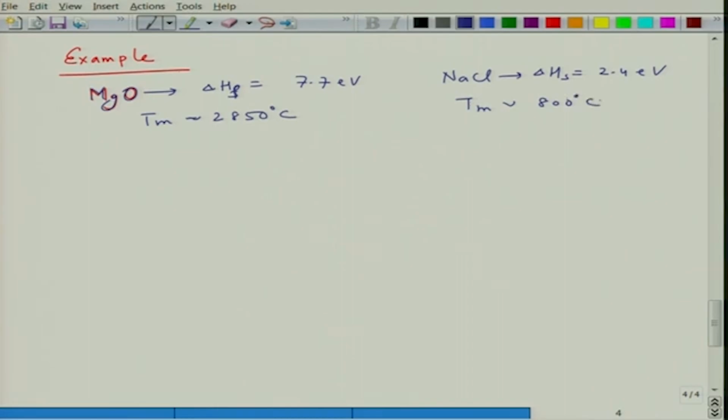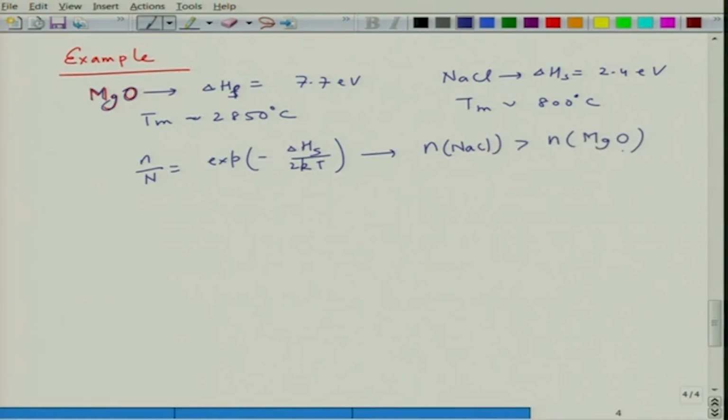Okay. Now, we saw that n by N is equal to exponential of minus delta H; in this case we can write delta Hs divided by 2kT. So, at any given temperature above 0 Kelvin, the defect concentration in NaCl will be larger than in MgO. Because of its lower melting point and lower defect formation energy, NaCl will have a larger number of defects.